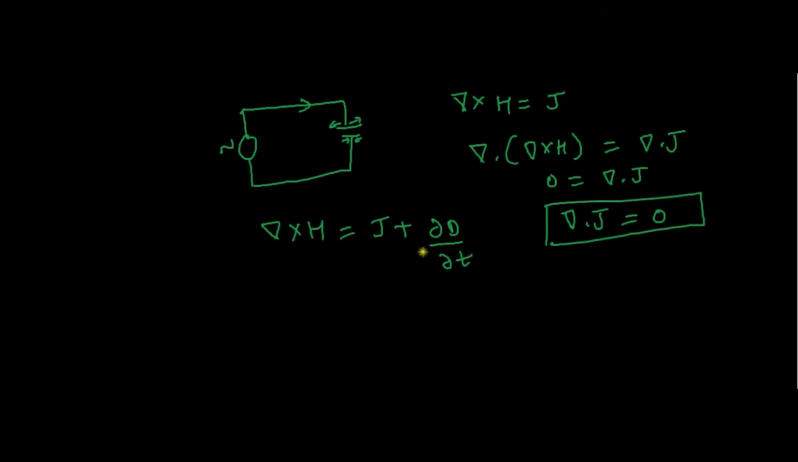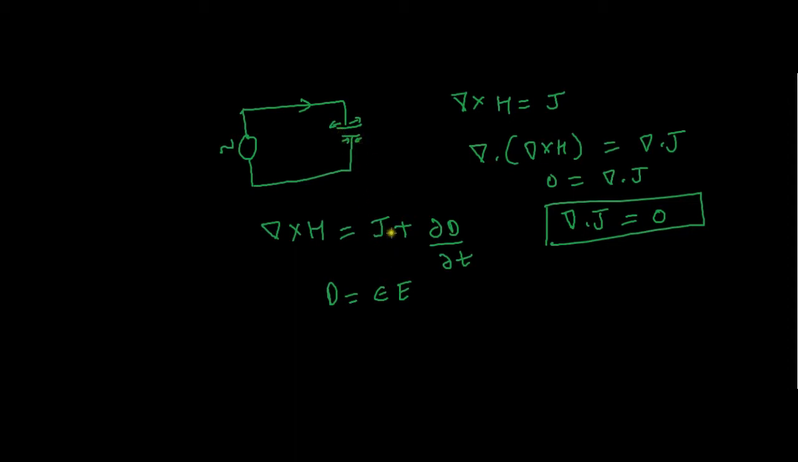Okay, as we all know, D is equal to epsilon E. Those of you who have studied Gauss law are familiar with the term D. The D is called electric displacement density.